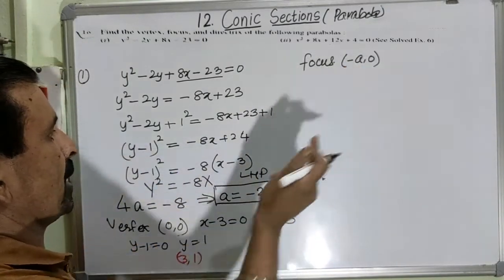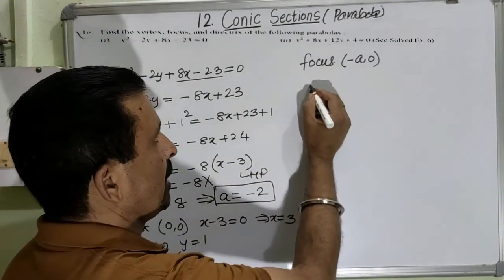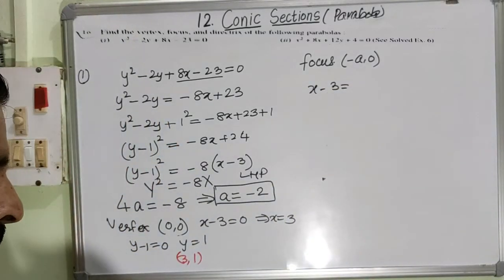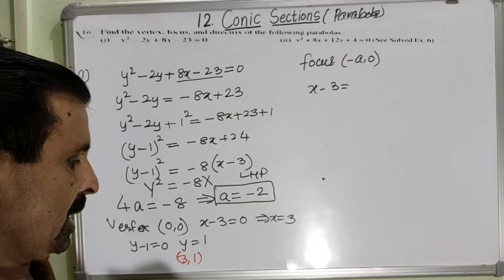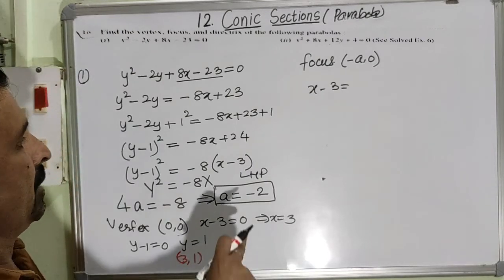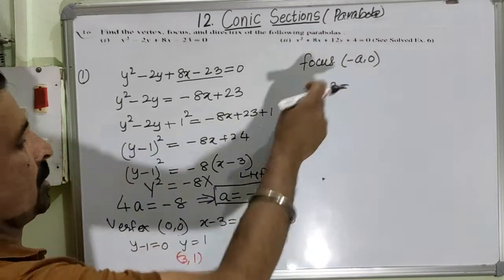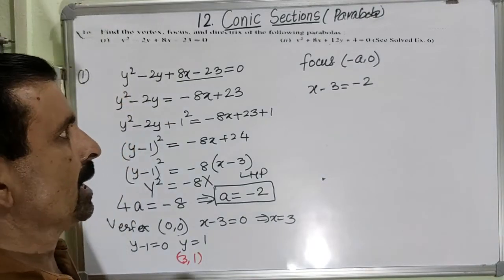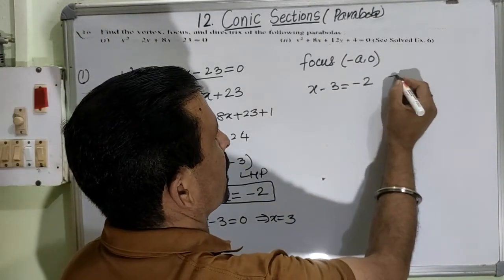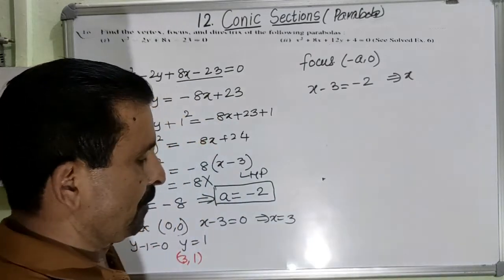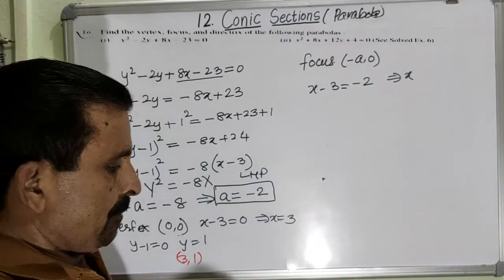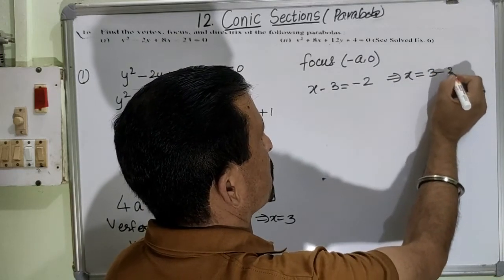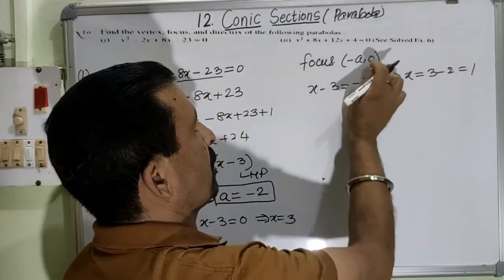Now this will be compared with the x coordinate, that is x minus 3. This x minus 3 is compared with the value of a, and that is equal to minus 2. Is it okay? And therefore the x coordinate for the focus will become equal to, this minus 3 will go to that side, will become plus 3, and this is minus 2, so this will be equal to 1. Now we are going to calculate the value of y.